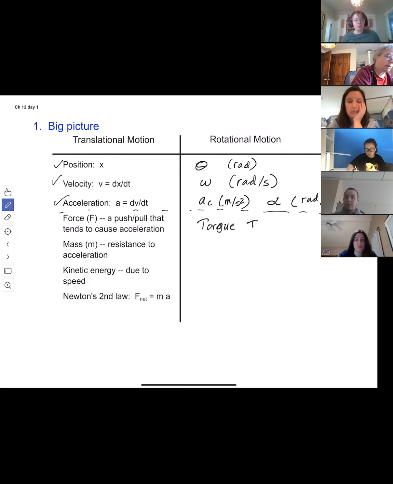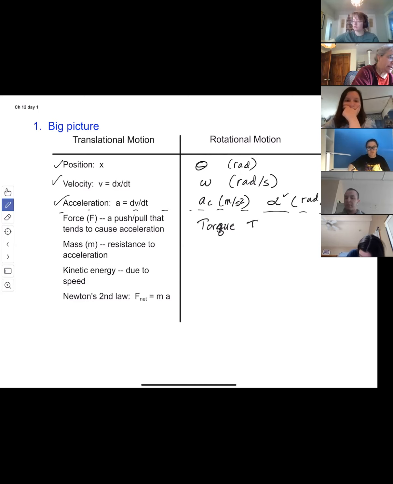Torque, Greek letter tau. And it's the rotational equivalent of force. It's the thing that makes something rotate faster and faster or slow down. It's the thing that will actually cause you to have an alpha and therefore cause omega to change.